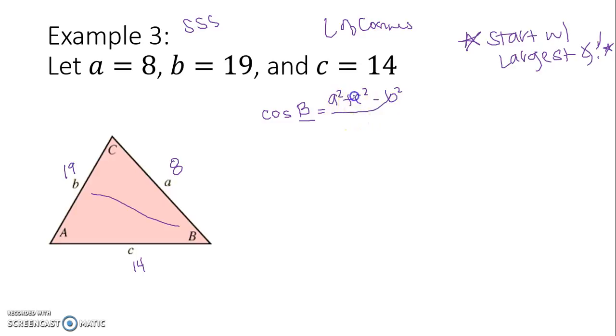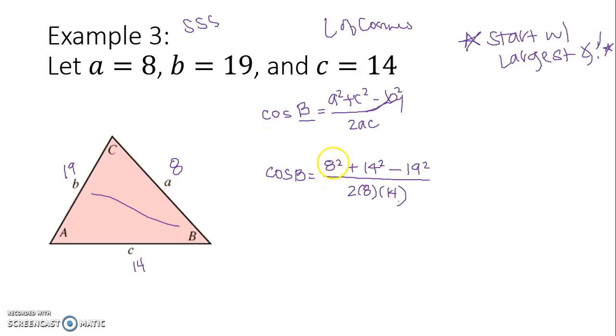And then over 2AC. So I'm going to have cosine of B equals, and then A was 8, so I have A squared plus 14 squared minus 19 squared all over 2 times 8 times 14. You can type all of that in on that right side all at once.